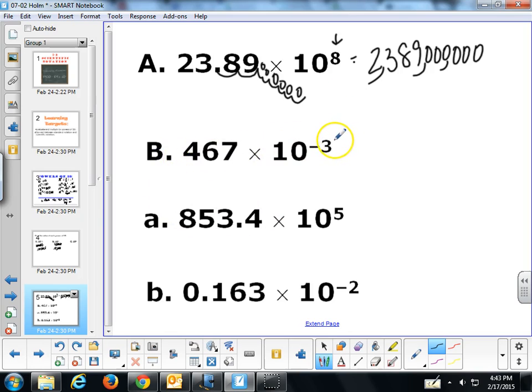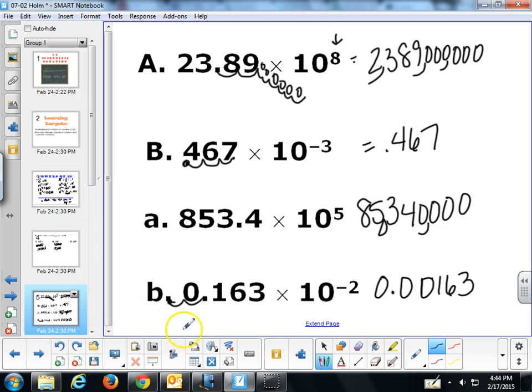467 times 10 to the negative 3rd. Well, where's the decimal? Here. Negative powers get smaller. It's repeated division. 0.467, 467 thousandths. Go ahead, press pause, and do these next two. All right.